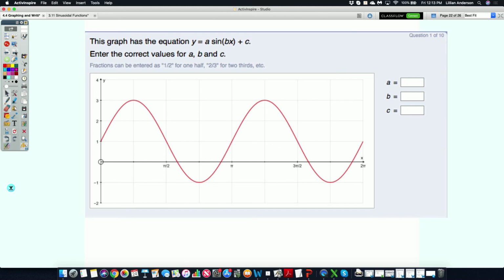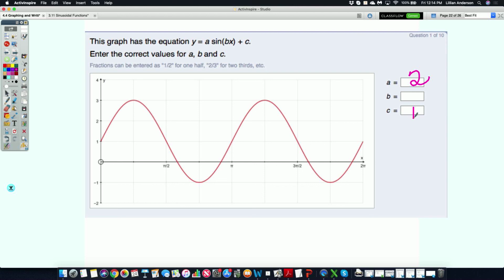Looking at this graph, what's the value of A? 3. Careful. Oh. A is 2. Because what's the value of C? 1. The graph was shifted up. So even though the max was at 3, the minimum was at -1. So your amplitude was 2.